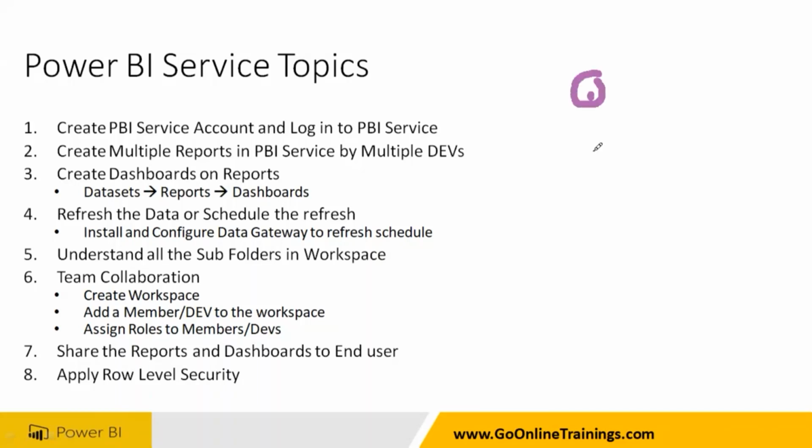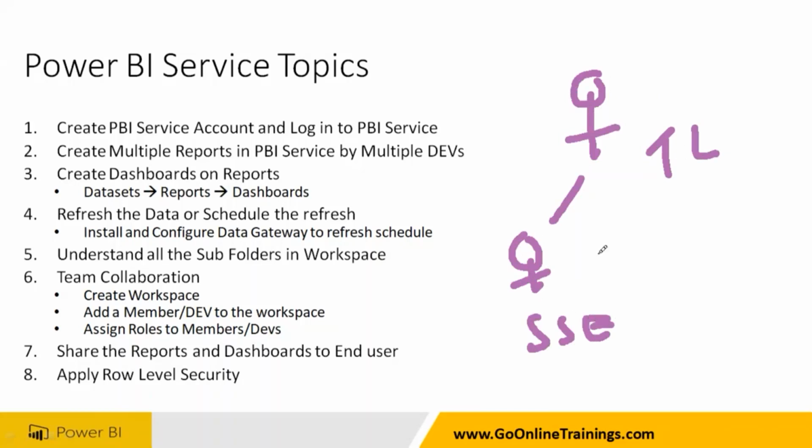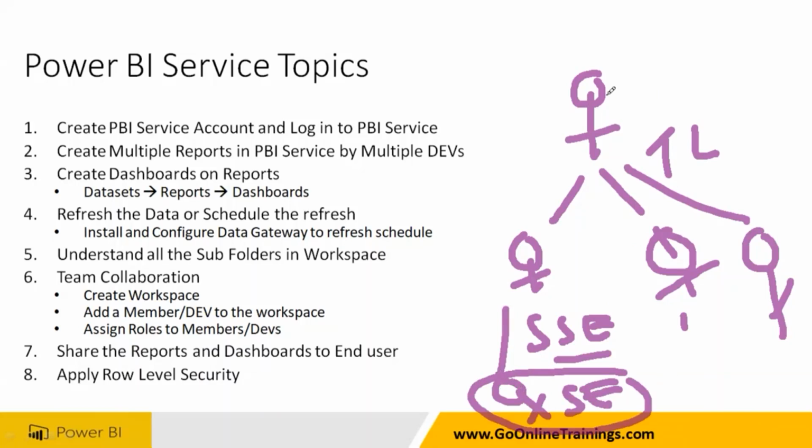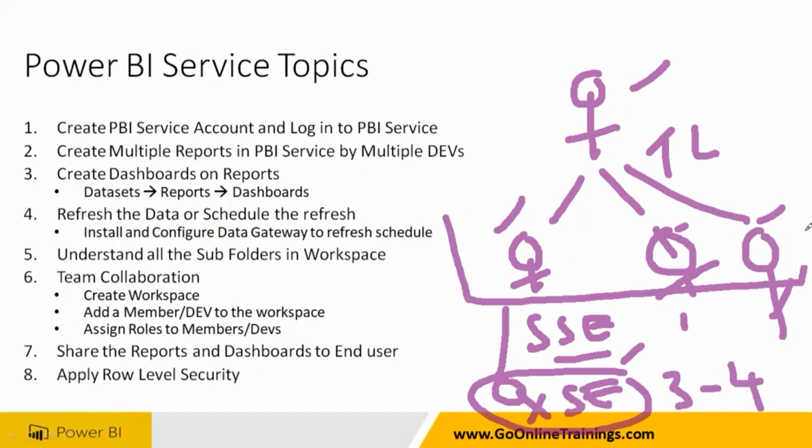So you have a team lead, and under that there is an SSE, senior software engineer. Then you have one more person called a senior software engineer. Below that, you may have a software engineer. So this is your role: you're a software engineer. So what is the team size? One, two, three, four, five. The team size is five.